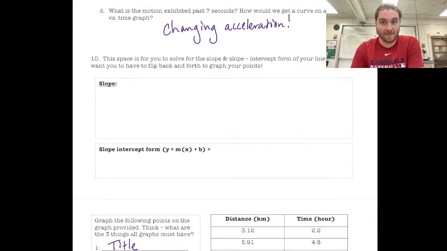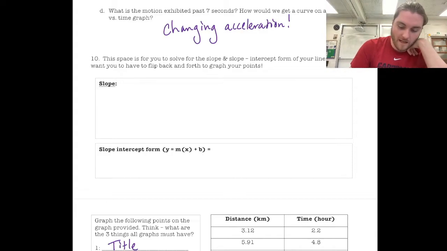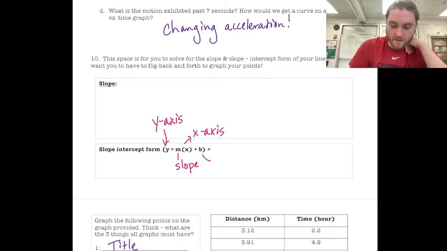But last but not least, let's plug it into slope-intercept form. Slope-intercept form in physics is so much nicer than in math because you're not solving anything. You're just creating a new equation. Based off of my graph, my y here is always just my y-axis, m is your slope, x is your x-axis, and then finally b is your y-intercept.